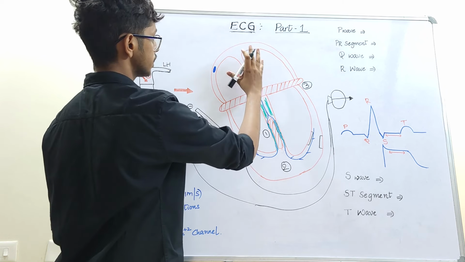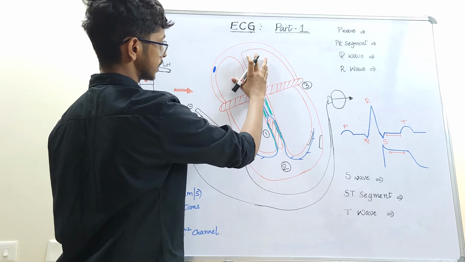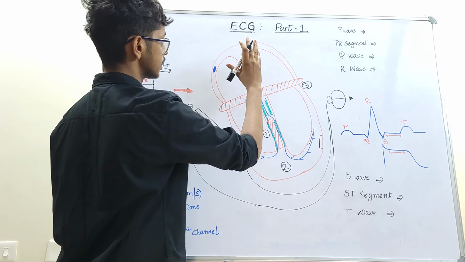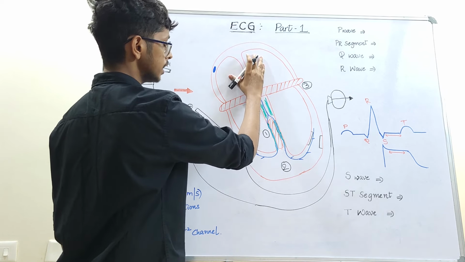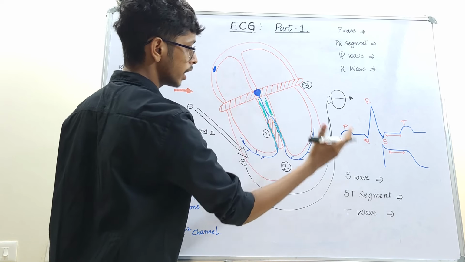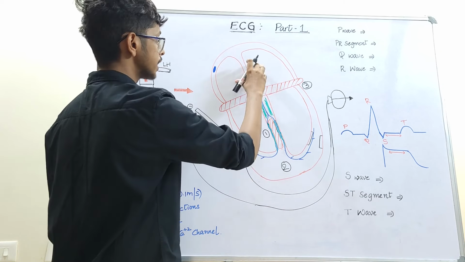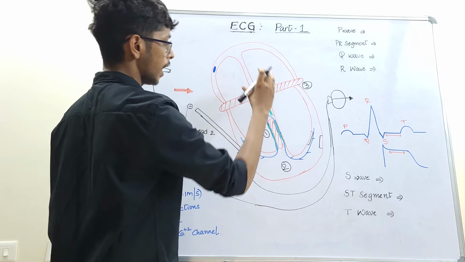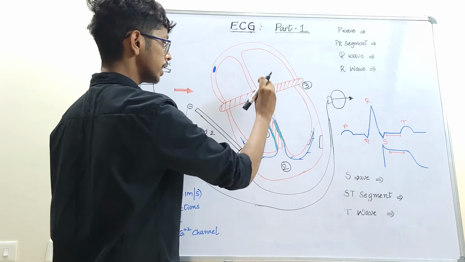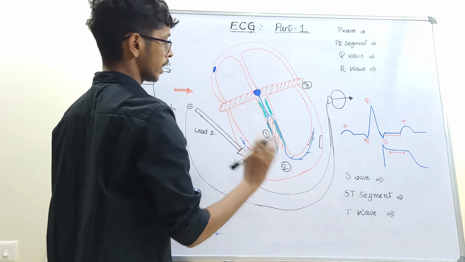Let's come to the first phase, the phase of atrial depolarization. This electrical activity occurs in three phases, guys. One is the atrial depolarization, next ventricular depolarization, after that ventricular repolarization. The atrial repolarization is masked by ventricular depolarization. First the atria depolarizes and then current transmits through the ventricles.